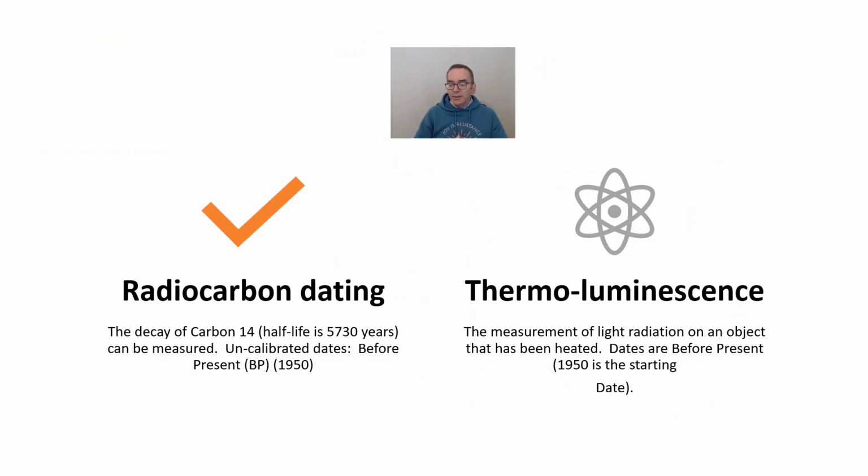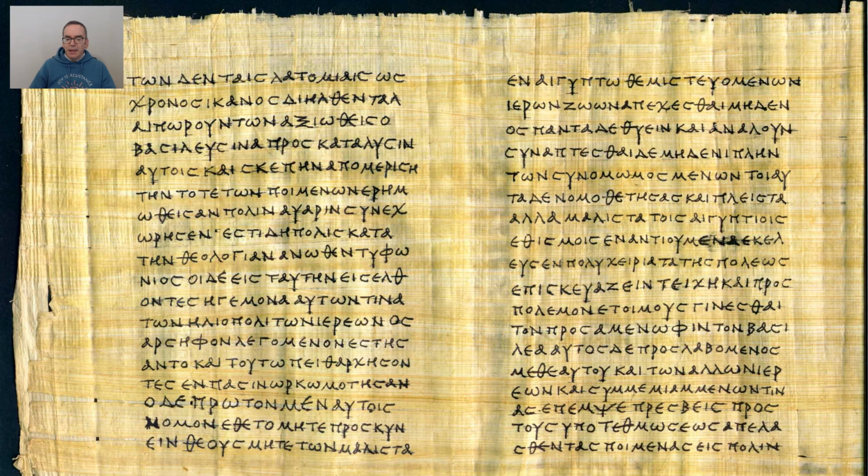And then there are other ways that we date. There's radiocarbon dating. There's something called thermoluminescence, and I give you a little definition of those down here. And I talked about the dating system before with before present, so be really careful that these are usually dated before present.